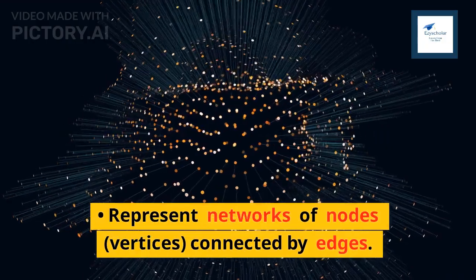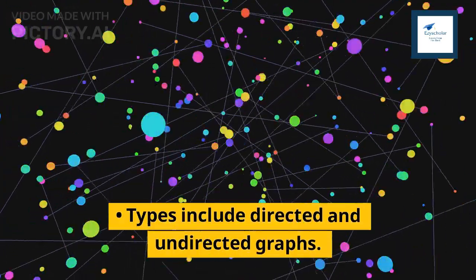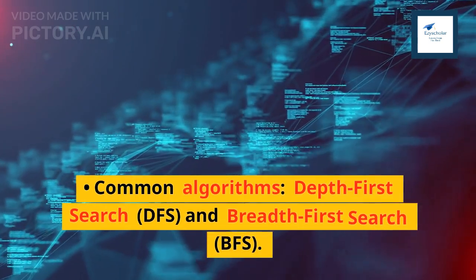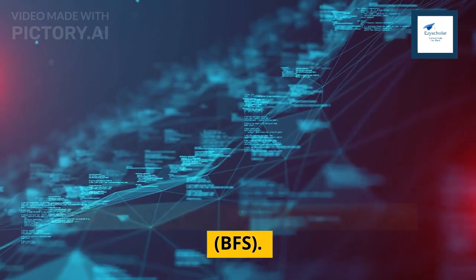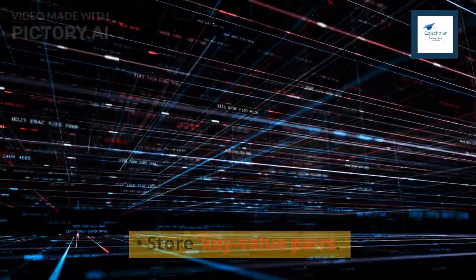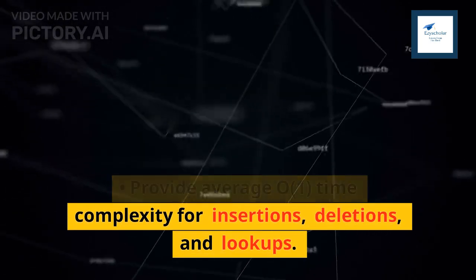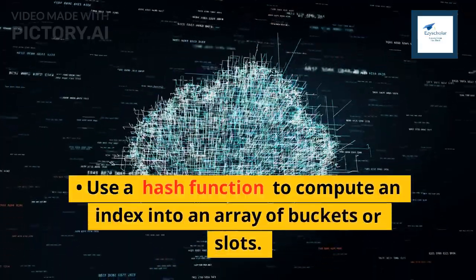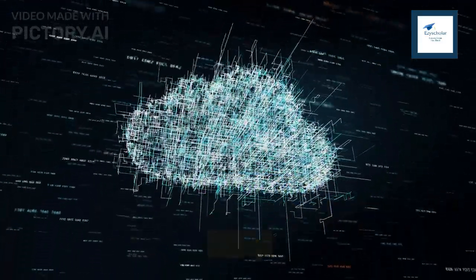Graphs represent networks of nodes, vertices, connected by edges. Types include directed and undirected graphs. Common algorithms: depth-first search, DFS, and breadth-first search, BFS. Hash tables store key value pairs. They provide average O(1) time complexity for insertions, deletions, and lookups. They use a hash function to compute an index into an array of buckets or slots.